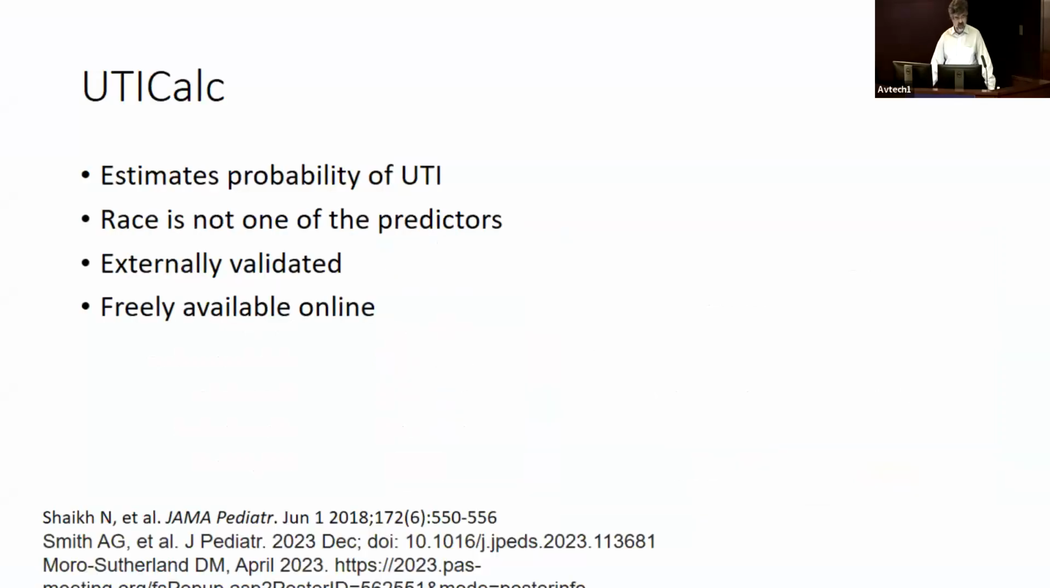The difference from what we had before is that it gives you a number, a probability, which you can use in your discussions with the parent instead of just telling you test, don't test. So it's a little bit more transparent. Race is not one of the predictors. We'll talk a little bit about that in a second. It's been externally validated in those references down below, at Lurie Children's and at Duke, and it's being validated in Canada. It's freely available online. If you Google UTI calc, it should be the first thing there.